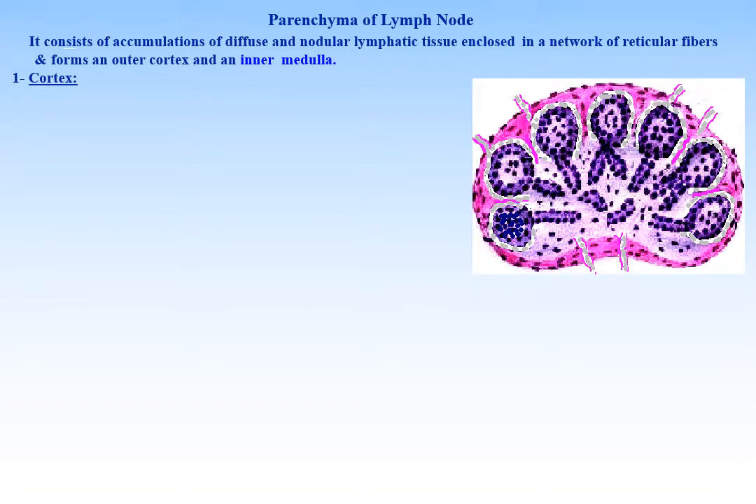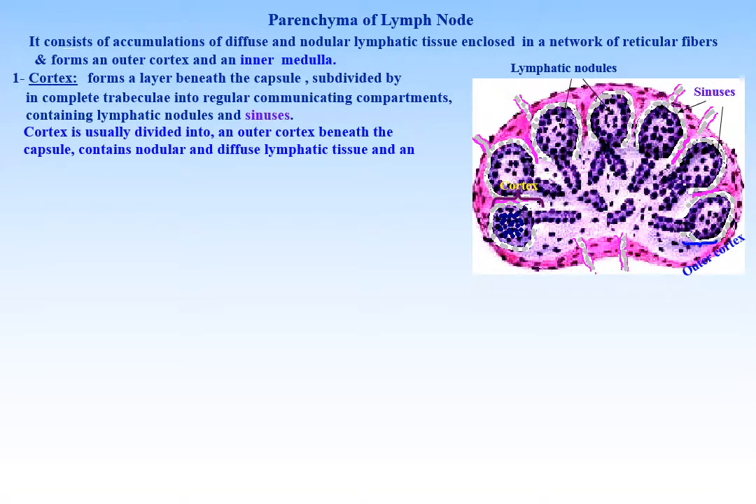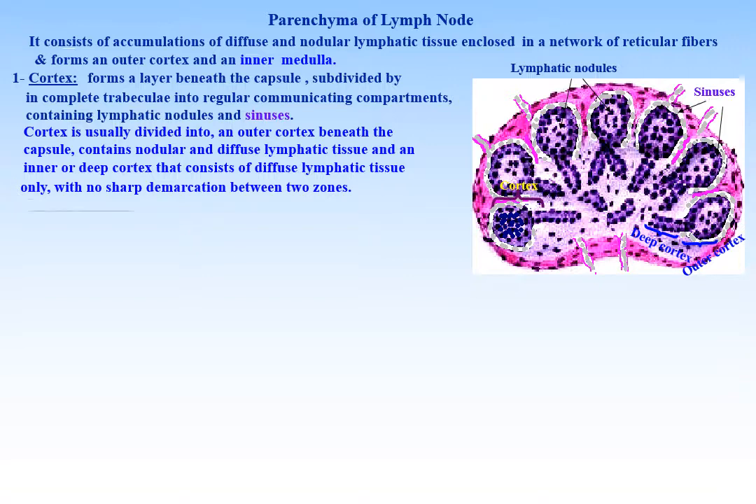Cortex forms a layer beneath the capsule and is subdivided by incomplete trabeculae into regular communicating compartments containing lymphatic nodules and sinuses. The cortex is usually divided into an outer cortex that lies immediately beneath the capsule and contains nodular and diffuse lymphatic tissue, and an inner or deep cortex that consists of diffuse lymphatic tissue only. There is no sharp demarcation between the two zones.